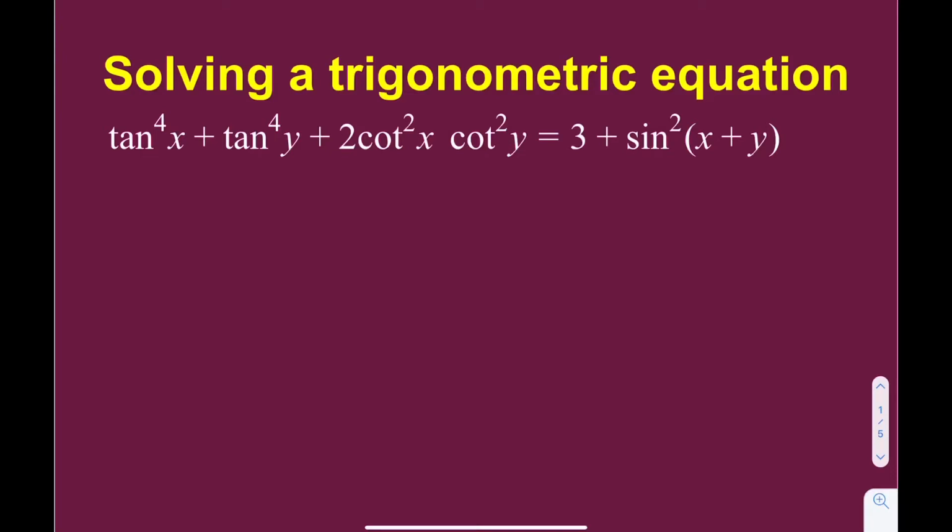Hello everyone, this is challenging math problem number 7. We're going to be solving a trigonometric equation in two variables. So we have the following equation. Before I go into the solution, you can go ahead and pause the video at this point if you want to try the problem yourself first.